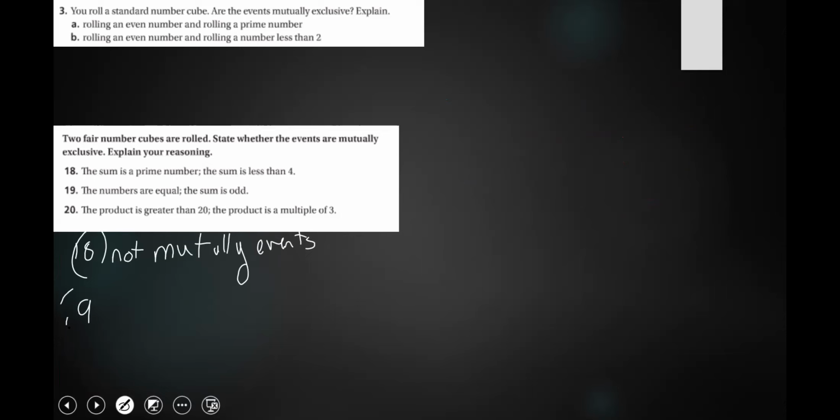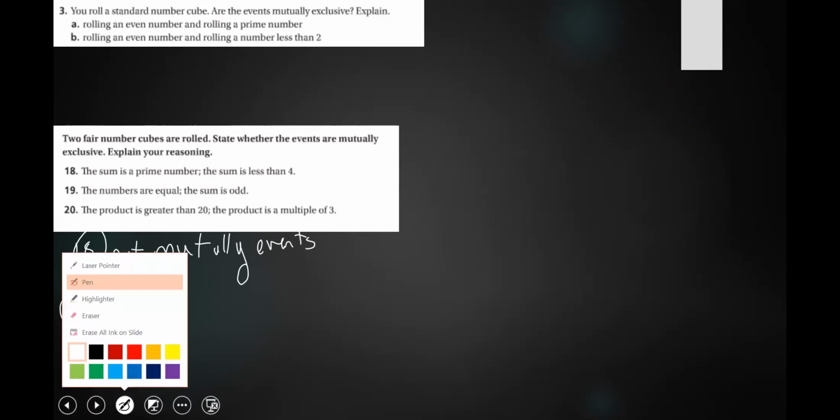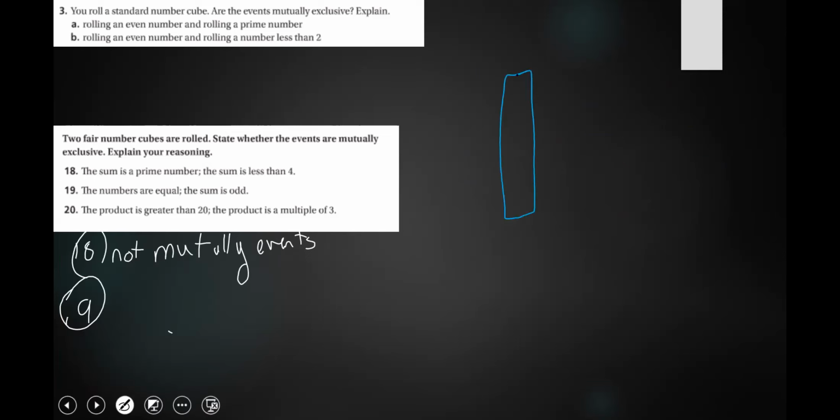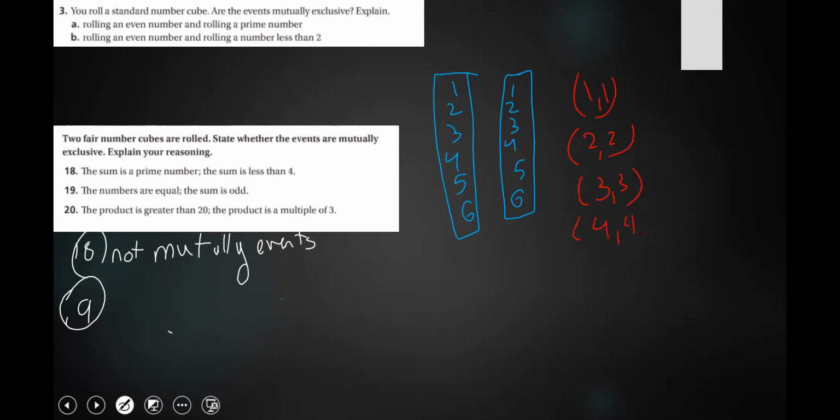Now number 19. The numbers are equal. Let's come back here. We have the same numbers 1, 2, 3, 4, 5, and 6, and we have also 1, 2, 3, 4, 5, and 6. The numbers are equal and the sum is odd. How are the numbers equal? Like 1 and 1, 2 and 2, 3 and 3, 4 and 4, 5 and 5, 6 and 6. Both will multiply, meaning the numbers are equal.